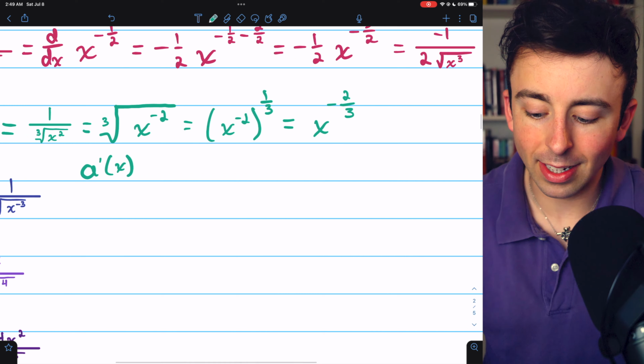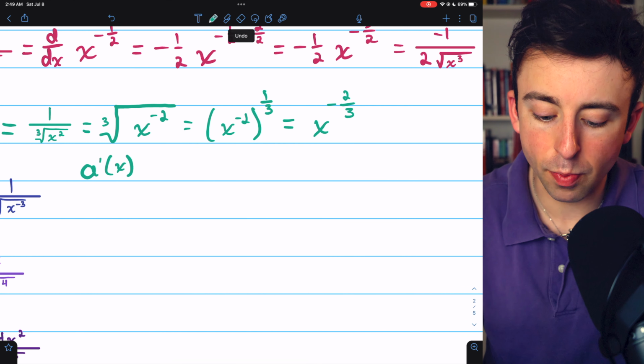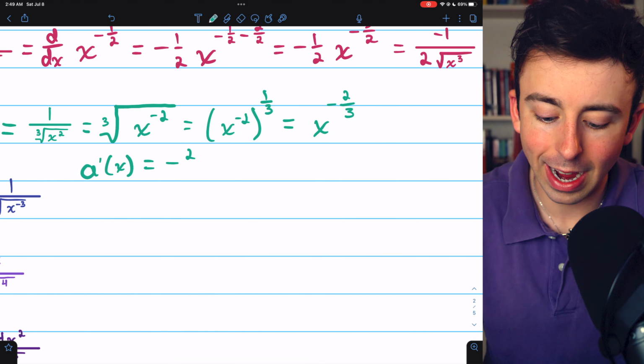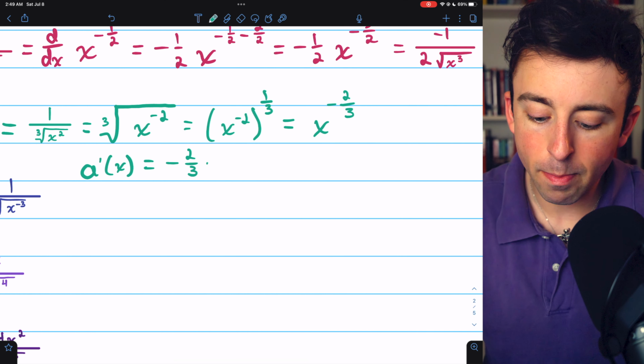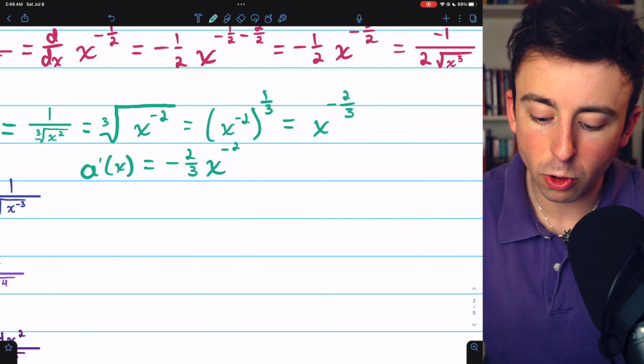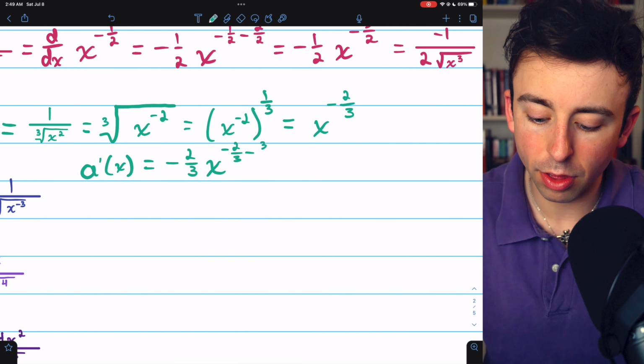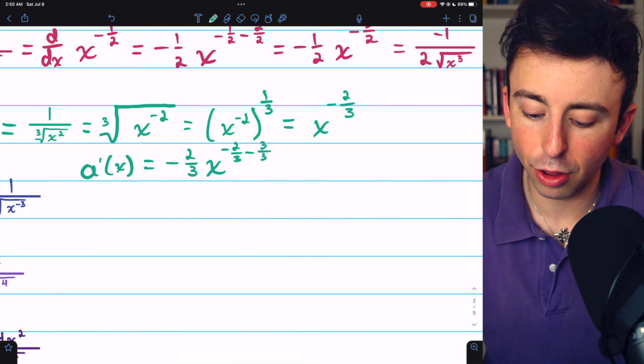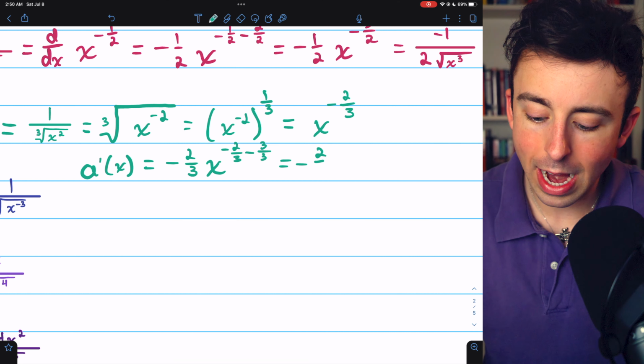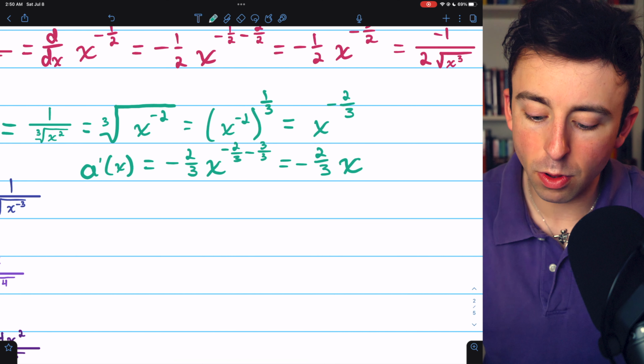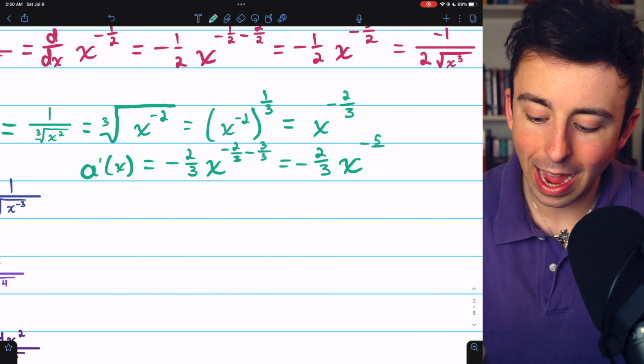the power rule. To take the derivative of this, we just need to bring the exponent in front as a factor, so negative 2/3, multiplied by x, and then we'll subtract 1 from the exponent. The exponent is negative 2/3, so we'll subtract 3/3. This is equal to negative 2/3 x to the power of negative 5/3.